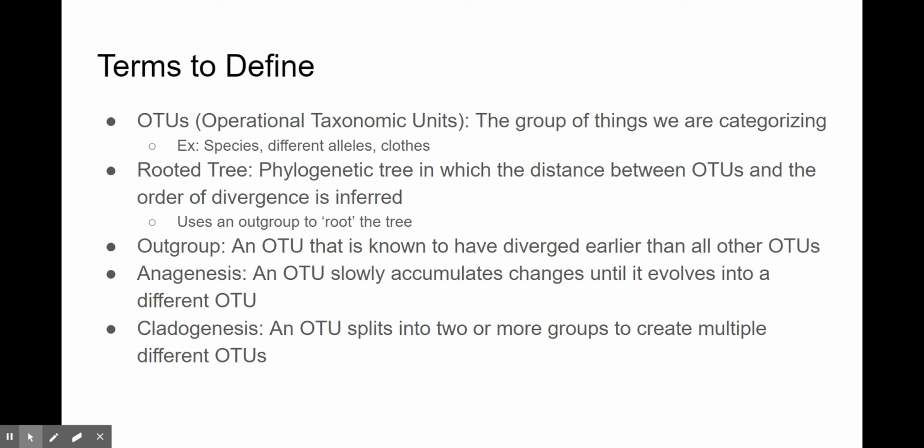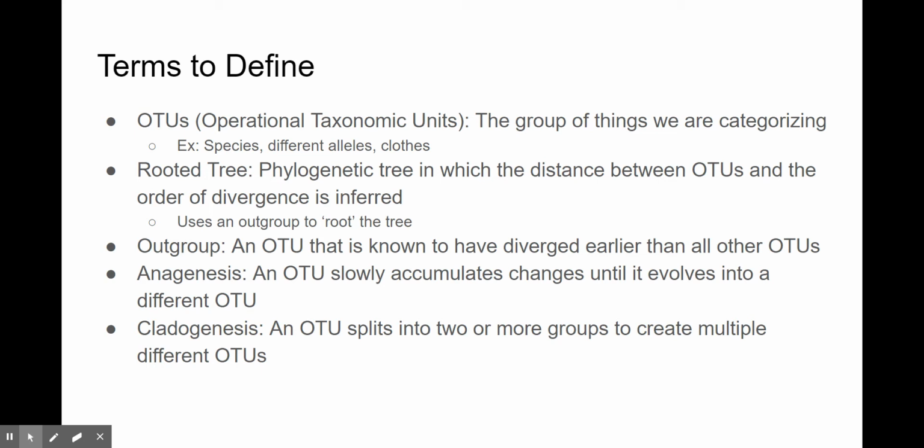The tree we're going to be examining is a rooted tree in which the distance between OTUs and the order of divergence is inferred. It's called a rooted tree because the outgroup, quote unquote, roots the tree. An outgroup is an OTU that is known to have diverged earlier than all other OTUs.